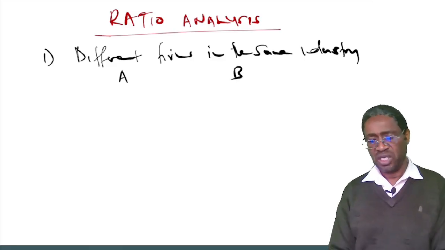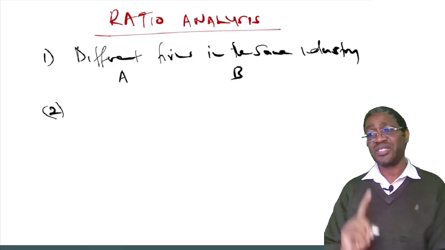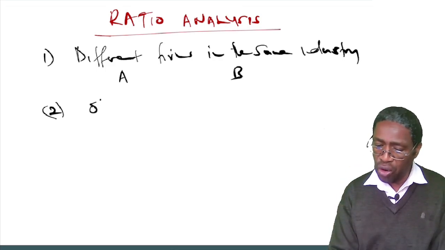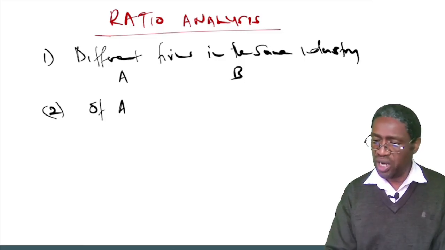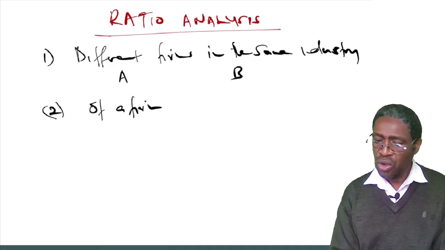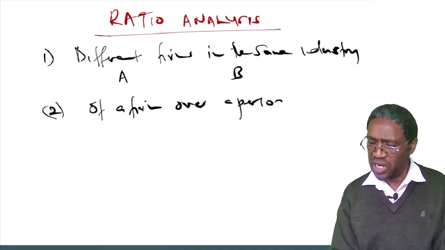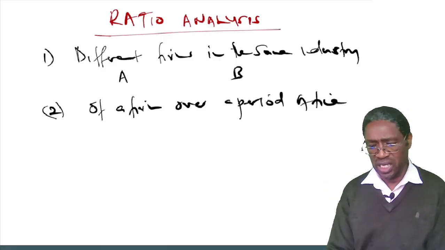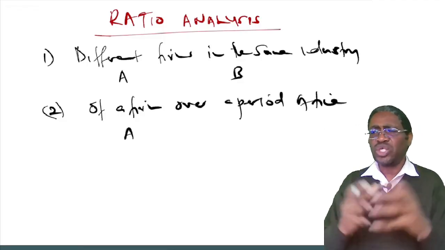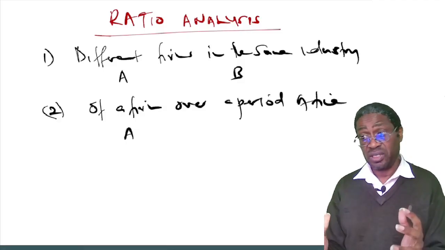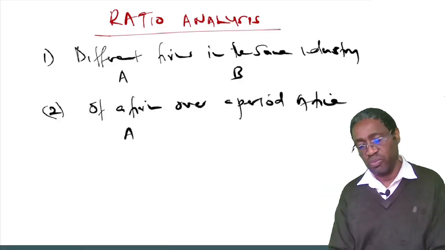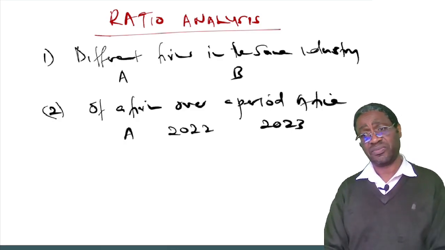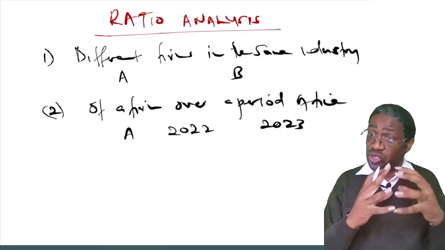Number two, another use of ratios is that you can use ratios to compare the performance of a firm over a period of time. What I mean is this. You as company A may want to know in which of the following years did we do better? Did we do better in 2022 or in 2023? So you want to compare the performance of the two years.